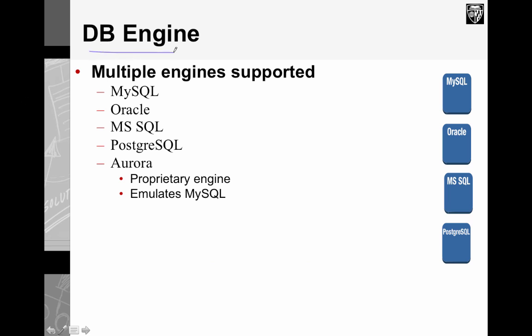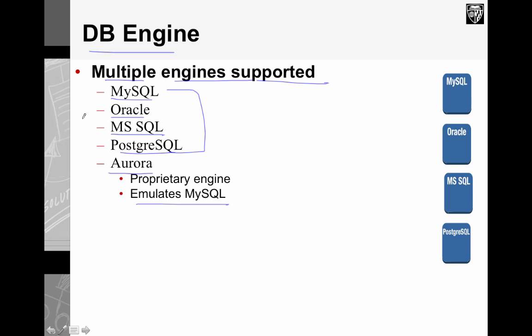A DB engine. There are multiple database engines that are supported by RDS. They are MySQL, Oracle, Microsoft SQL, Postgres. Now, of course, these are your standard databases that are available in the marketplace. There is also something called Aurora, which is a new proprietary engine that the AWS RDS team has introduced that emulates MySQL. So it's very easy. This is their own compatible implementation of MySQL. I personally have not played much with Aurora.